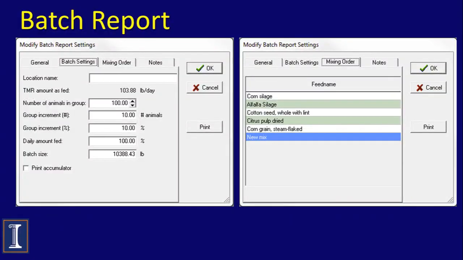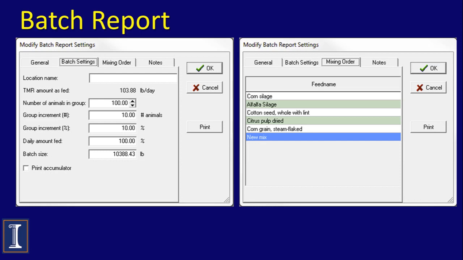Another report we can look at is the batch report, a very powerful report, especially on the farm. I've taken my standard ration now at about 104 pounds per day. I have 100 cows in that pen, but the weather's changed and my cows eat more feed because it's cooling off. Or it's heat stress and my cows eat less.